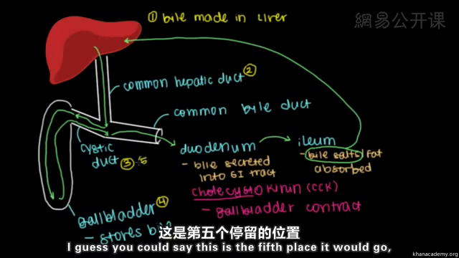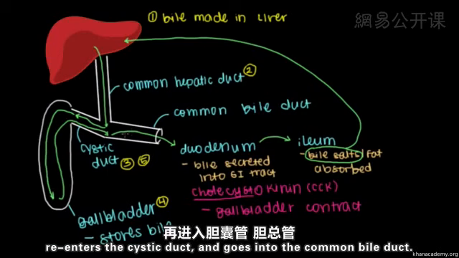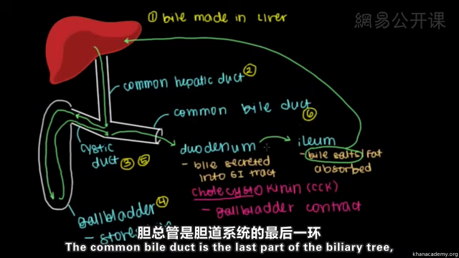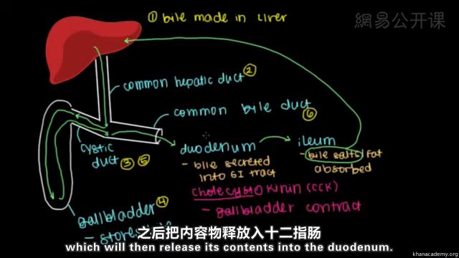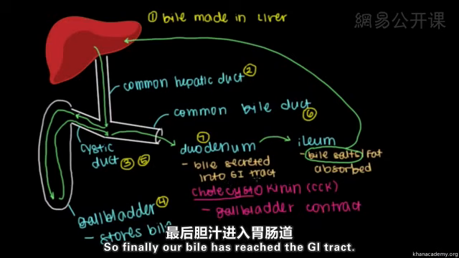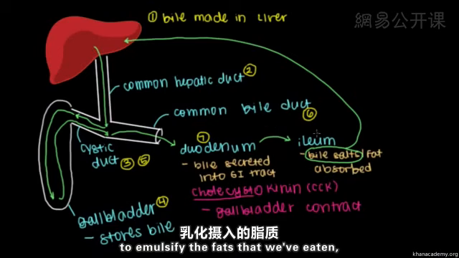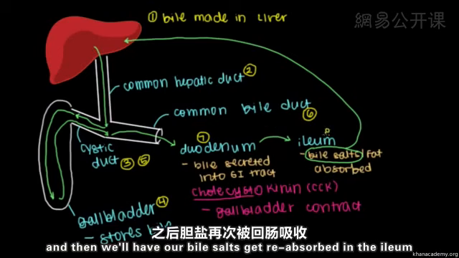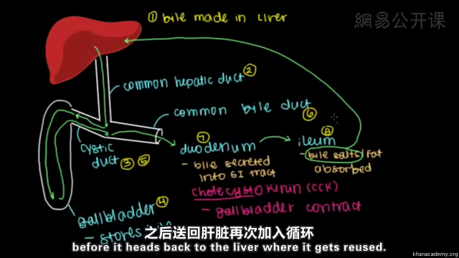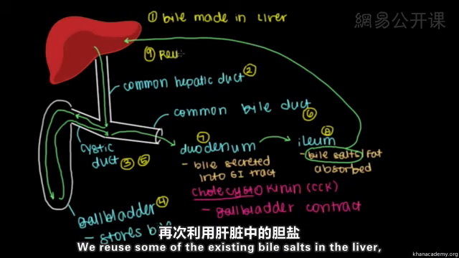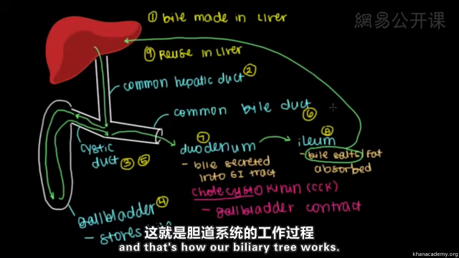I guess you can say this is the fifth place it would go. Re-enters the cystic duct and goes into the common bile duct. The common bile duct is the last part of the biliary tree, which will then release its contents into the duodenum. And so finally our bile has reached the GI tract. The bile salts will then do their job to emulsify the fats that we've eaten, and then we'll have our bile salts get reabsorbed in the ileum before it heads back to the liver, where it gets reused. So we reuse some of the existing bile salts in the liver. And that's how our biliary tree works.